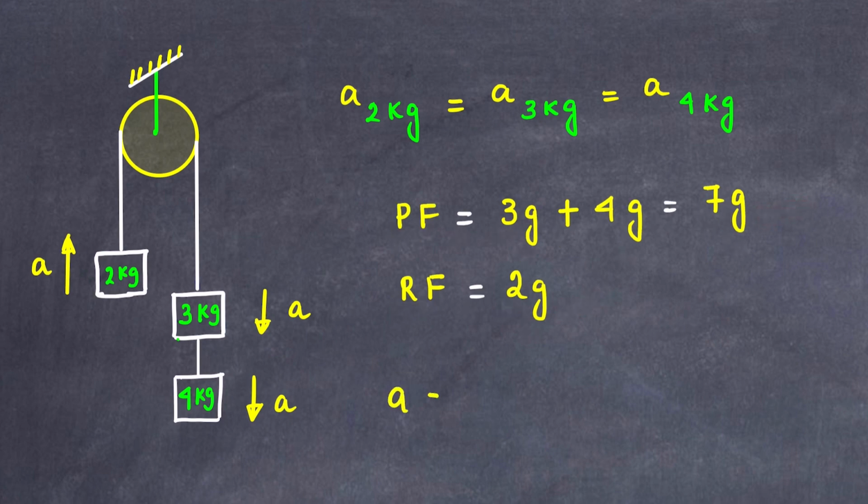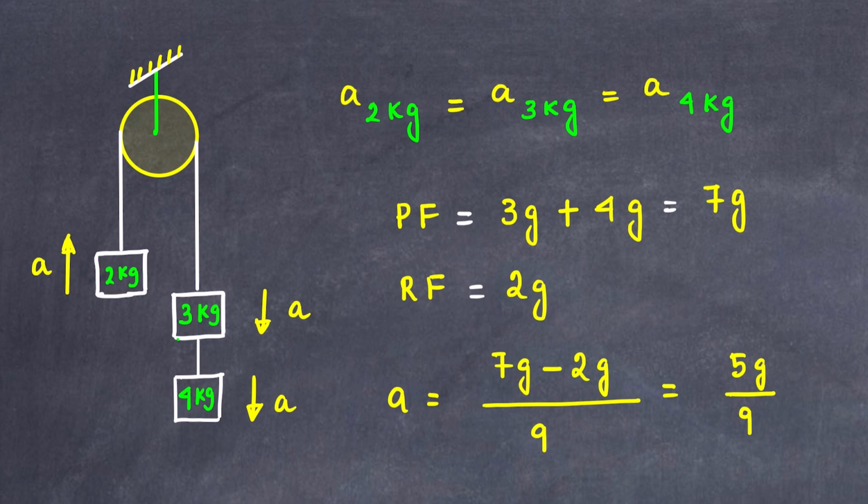And we know that acceleration is nothing but the total pulling force, that is 7g, minus the total resisting force, that is minus 2g, divided by the total mass. Now what is the total mass? 4 kg plus 3 kg plus 2 kg. So that equals 9 kg. So the net acceleration will be equal to 5g divided by 9.